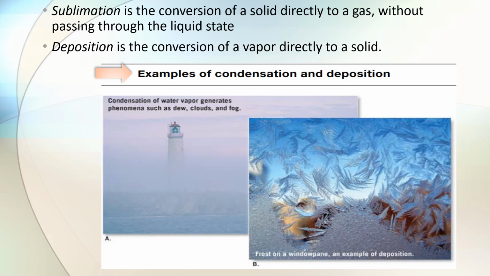So in this picture, B is the example of deposition, but A is just an example of condensation, which we have already passed in the previous slide. We've already talked about the condensation of water vapor. And in this picture, it generates phenomena such as dew, clouds, and fog, which we're going to talk about later on.